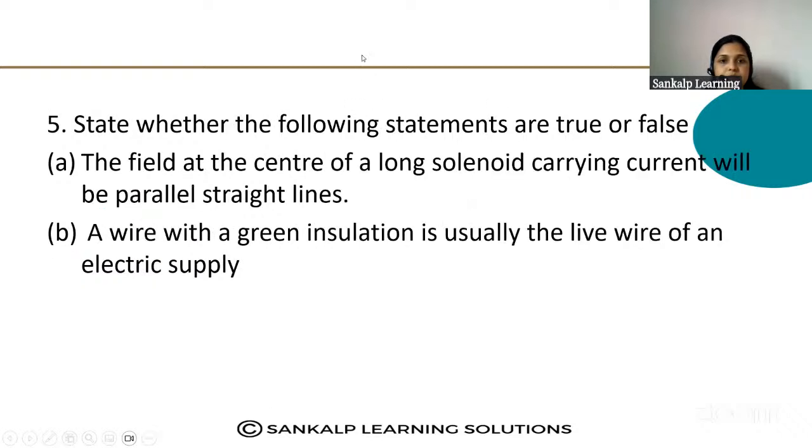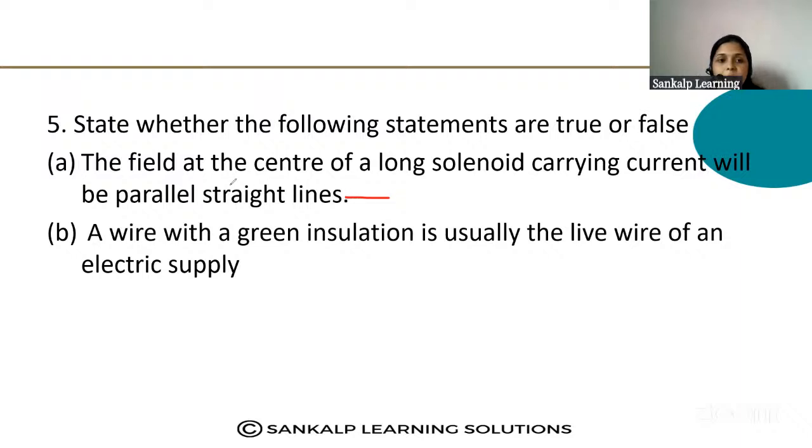Next question. State whether the following statements are true or false. A. The field at the center of a long solenoid carrying current will be parallel straight lines. B. A wire with green insulation is usually the live wire of an electric supply. You have to state whether each is true or false.